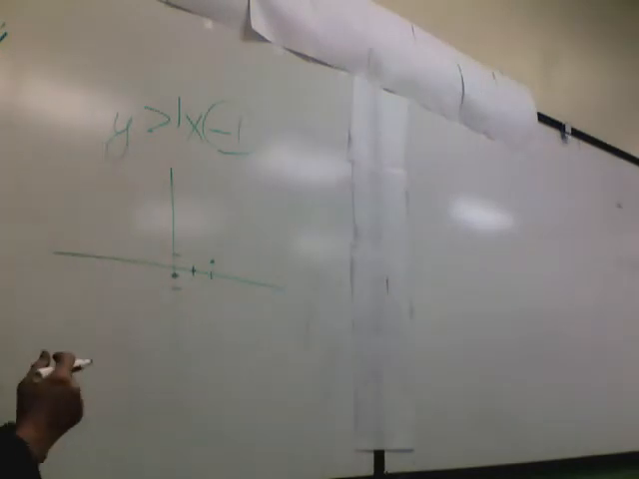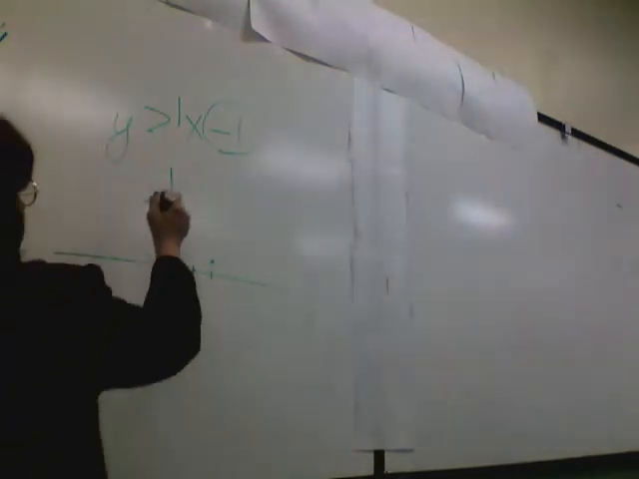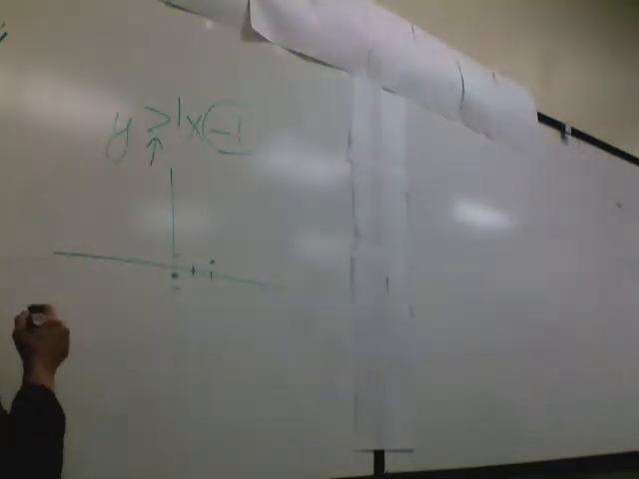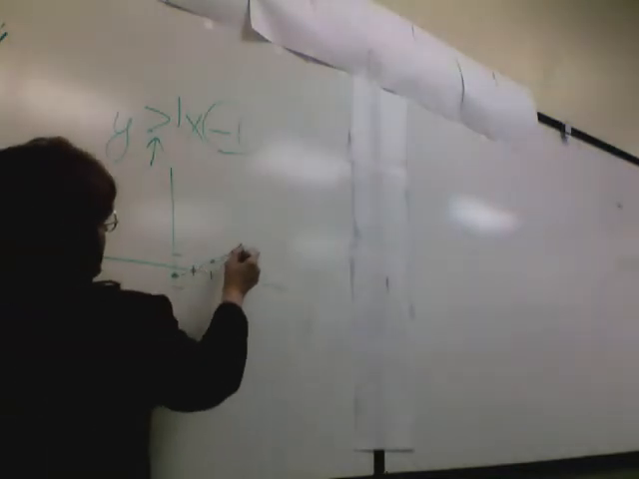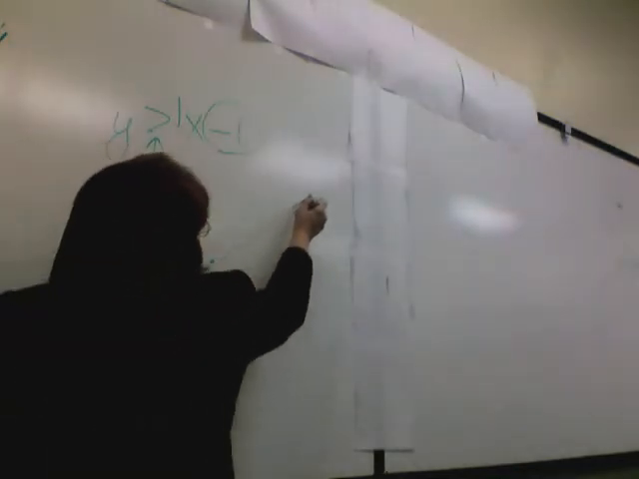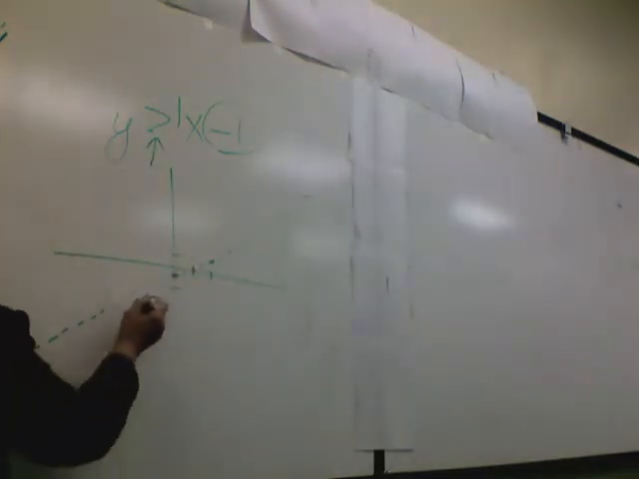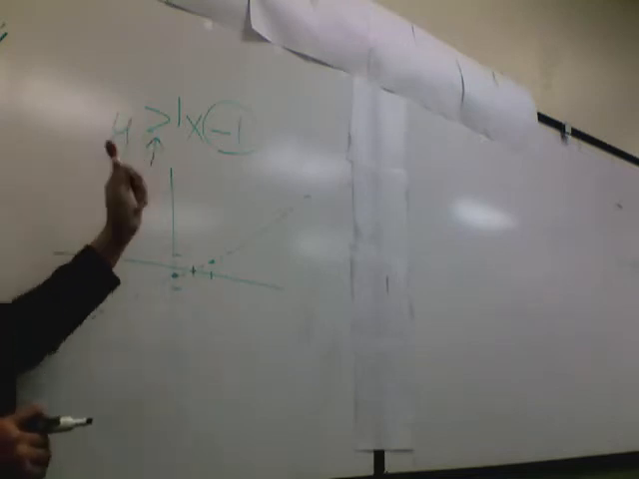So are we going to do a solid line or a dotted line? Dotted line. This does not have the equals under it, so we're going to have to dot the line. A solid line would not be a solution. So anything along this line is where it's equal, but that doesn't make it true.